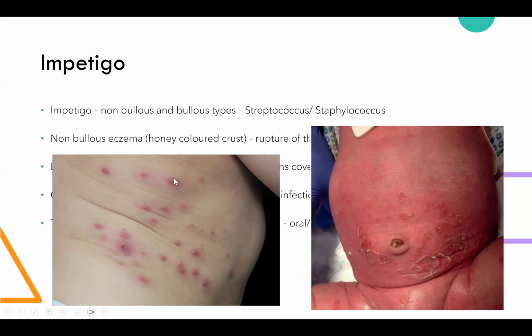Here, the baby is having a small pustule or vesicle, less than 5 mm, with an erythematous base, and it is localized. So this can be a non-bullous impetigo, and it can be caused either by streptococcus or staphylococcus. But bullous impetigo is usually caused by staphylococcus infection.